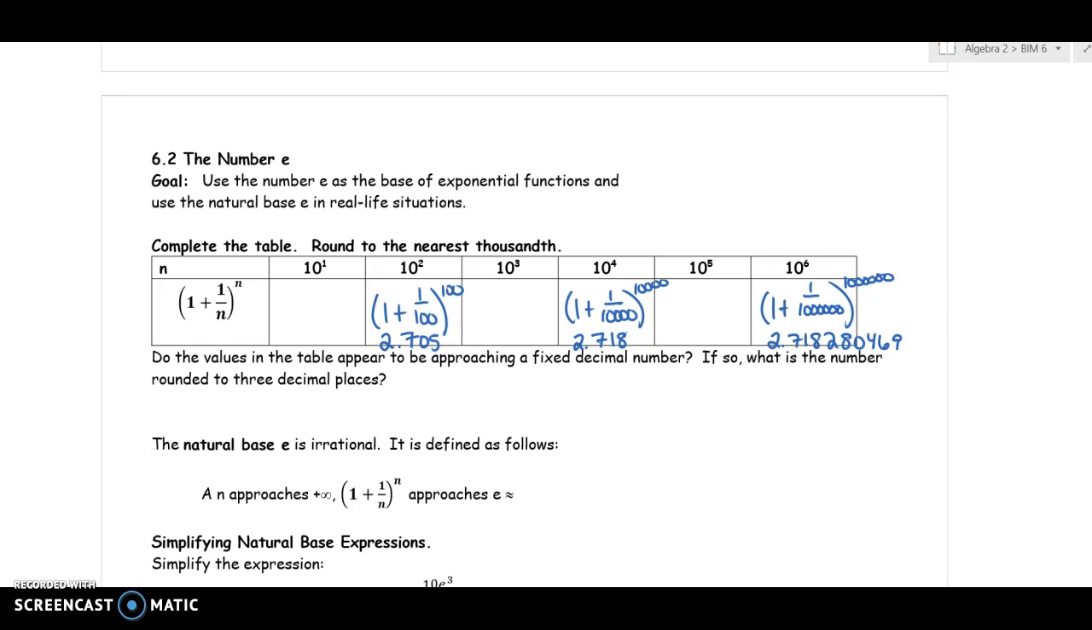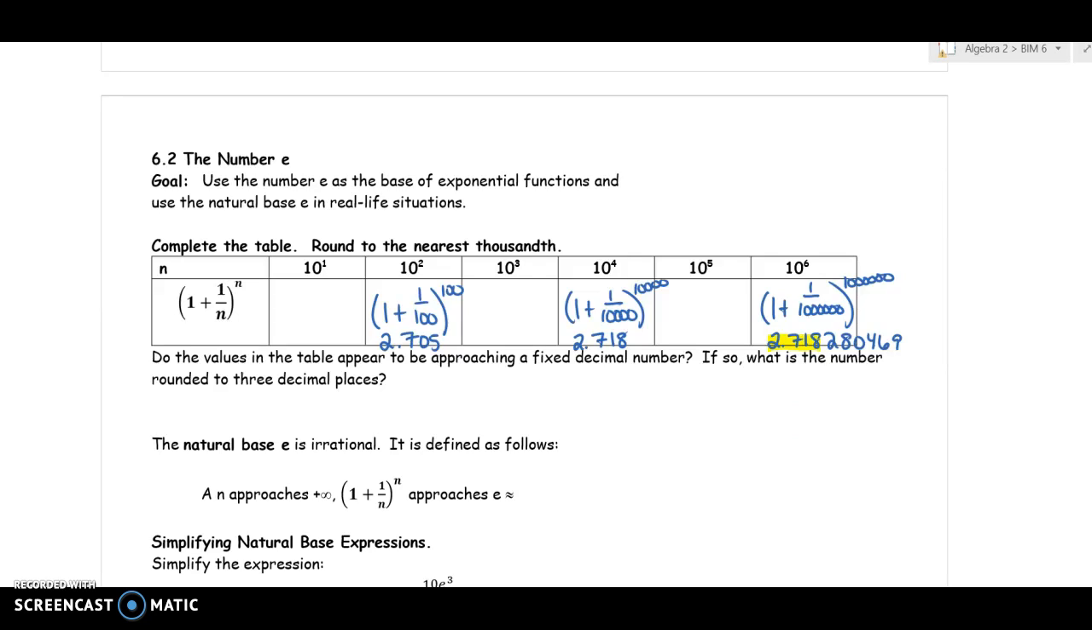And he noticed that as he used larger numbers of n, see how here we've got 2.7, then we've got 2.718, and then here we've got 2.718. He started noticing that this was approaching this number, 2.78128, and then the pattern starts repeating.